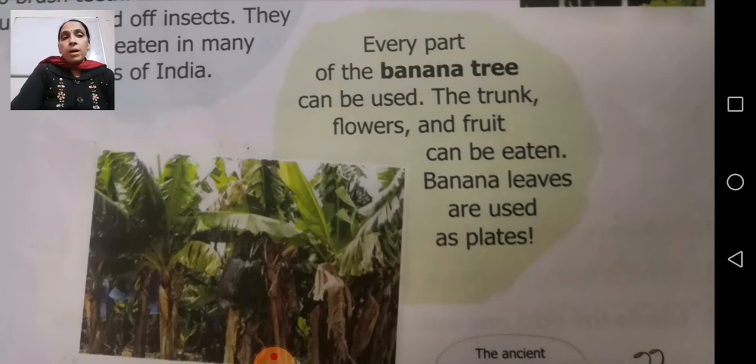So these three plants are very important. The first one is the neem tree, second the coconut tree and the third one is the banana tree. So what you have to learn, you have to learn all the important parts which I am telling you right now. You will not memorize the whole paragraph on the banana tree. You just learn that banana tree leaves are used as plates. Then we can eat their flowers and fruits also. So that is 2, 3, 4 maximum, 2 or 3.